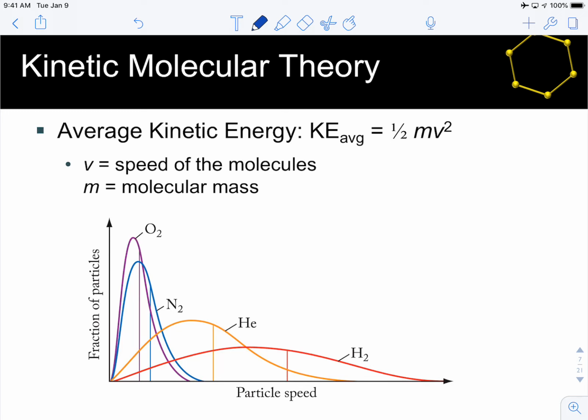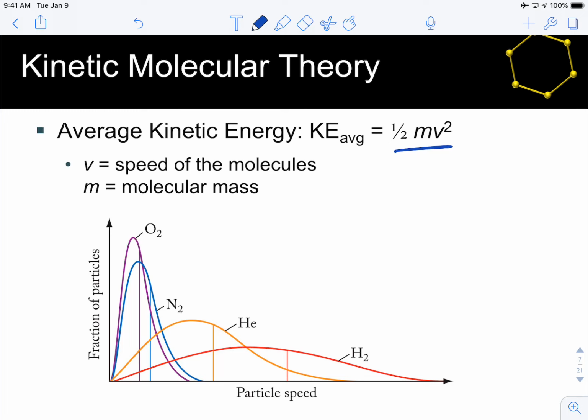So here's a graph of one of the concepts that comes out of kinetic molecular theory. And kinetic energy is 1/2 mv squared. You learn that in physics or some sort of physical science course you might have had in high school, but if not, you know now that 1/2 the mass times the velocity squared is the kinetic energy of a molecule. It's the energy of motion as opposed to potential energy, which is stationary or stored energy.